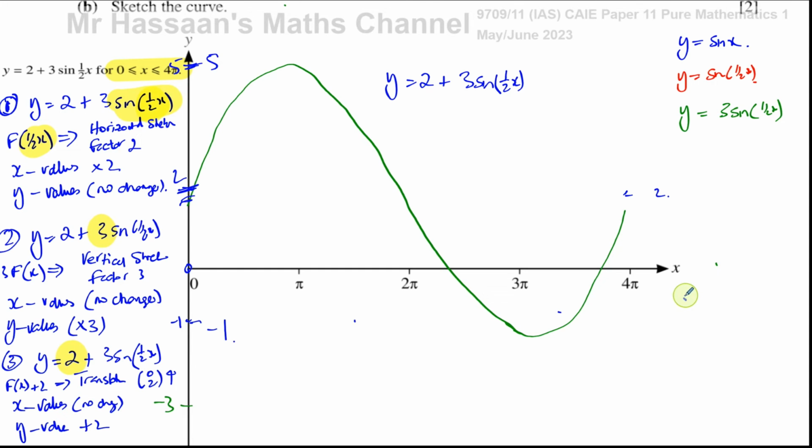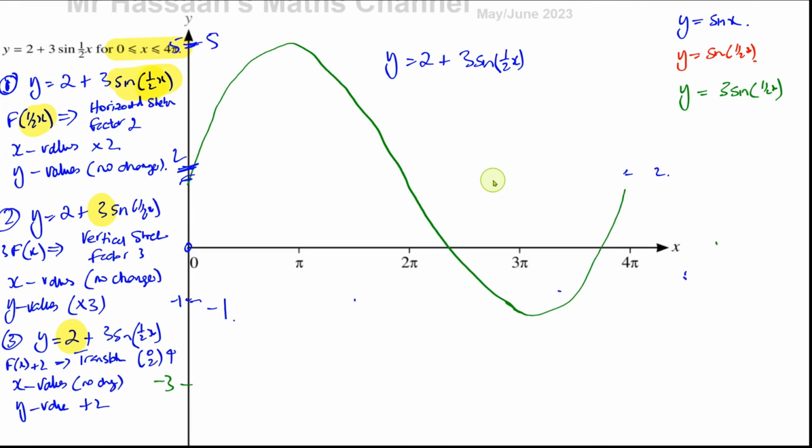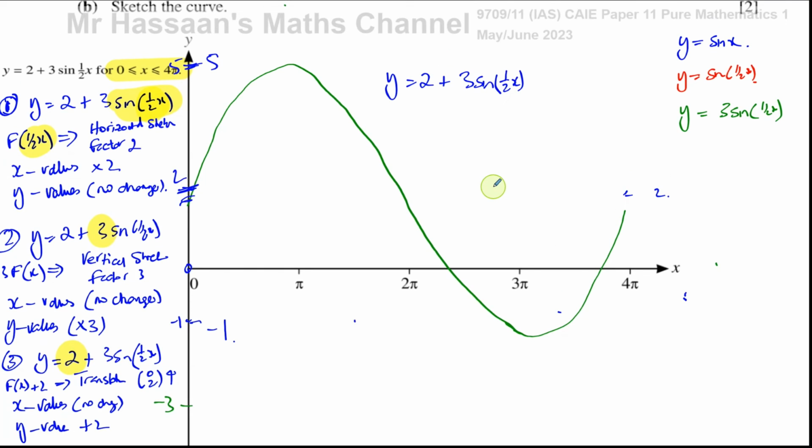So there is a sketch as best as I could do it. Probably needs to be a bit smoother, but I'm sure that will give you the marks here. And there's the answer to that question. It's only worth 2 marks now. You know, why did it take me so long, and why did I have to write all this down? I'm just trying to explain.